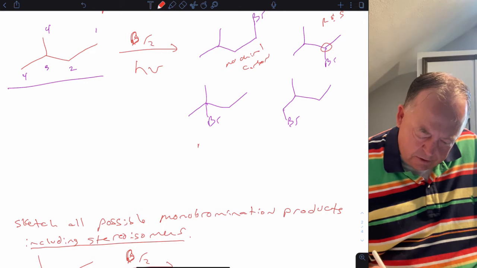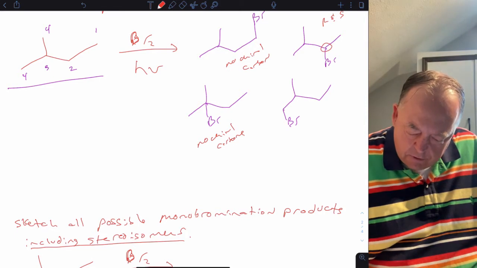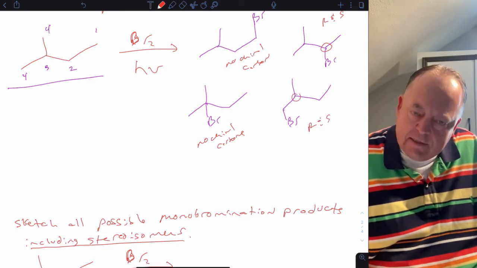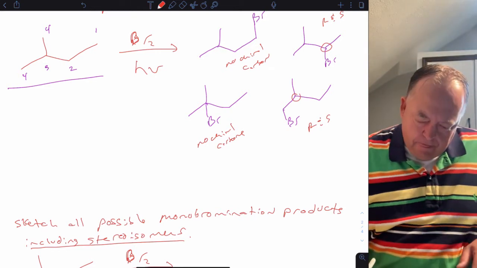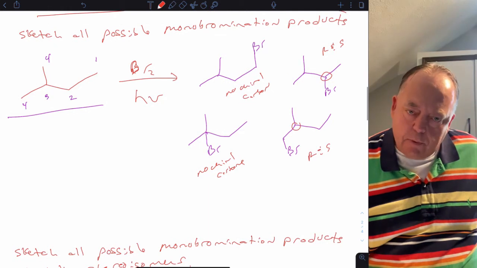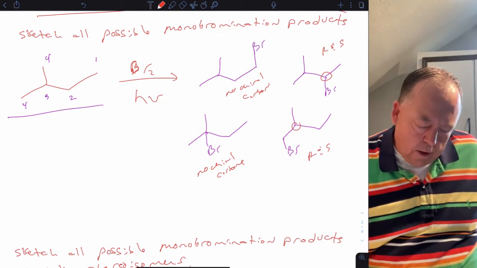And for this molecule, there's no chiral carbons. But for this molecule, there is. That is a chiral carbon. So you have a possibility of R and S isomers here. Okay, so then that's going to be 6 possible products, right? 1 from putting the bromine at carbon 1.